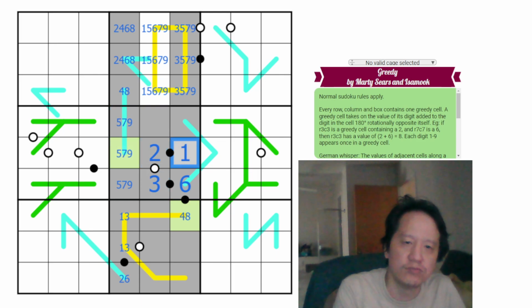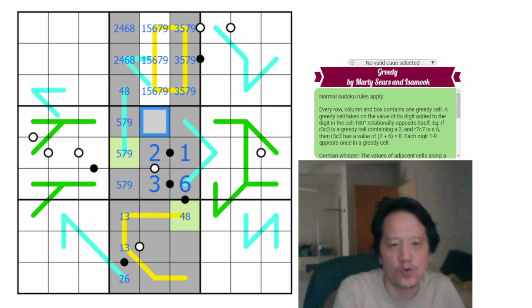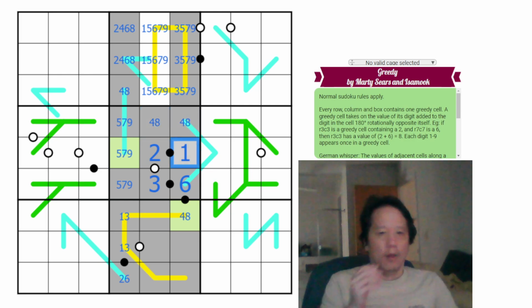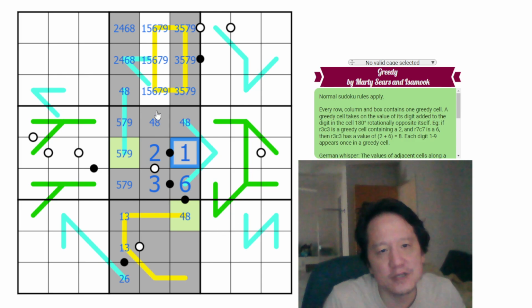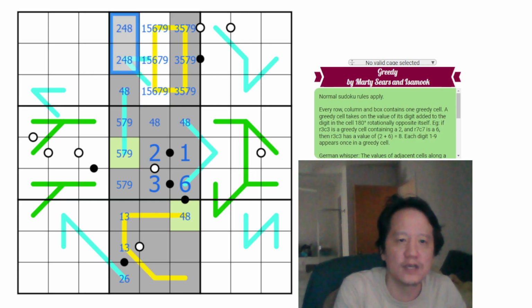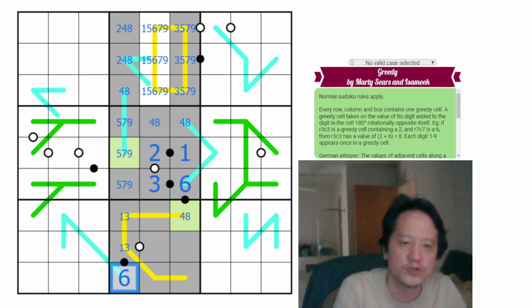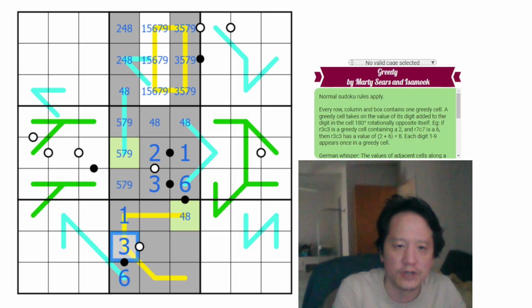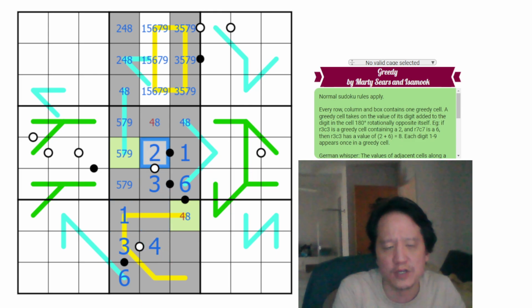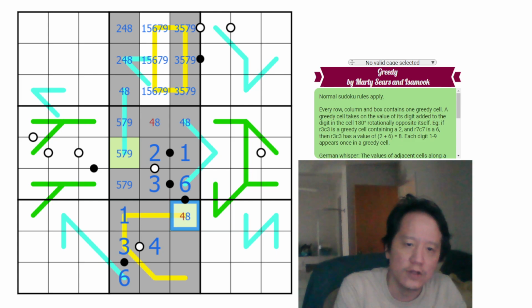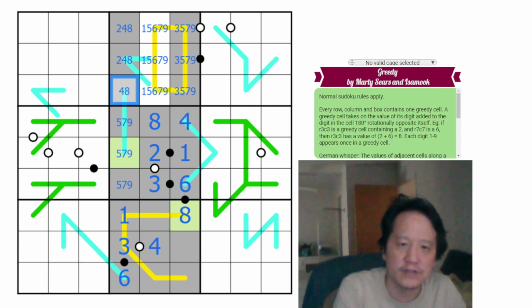So this is 1, 2, 3. Okay, so this is 4 and 8. Therefore, the 6 has to be here, which means this cannot be 2. So this is 6, which makes this 3. This is 1. This has to be 4 because the 2 can't be here. Therefore, this is 8, 4, 8, and this is 4.